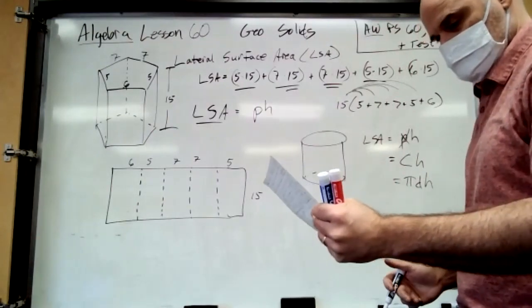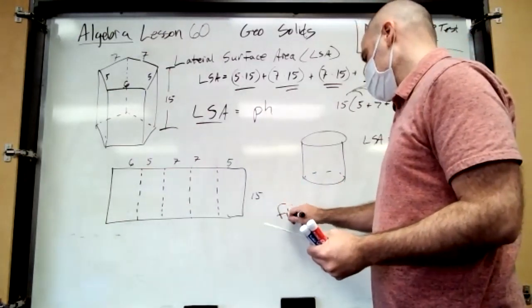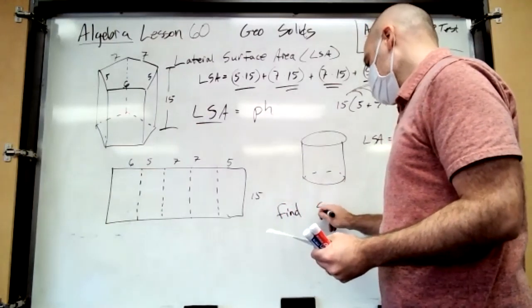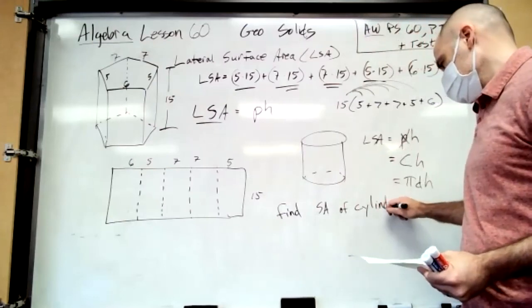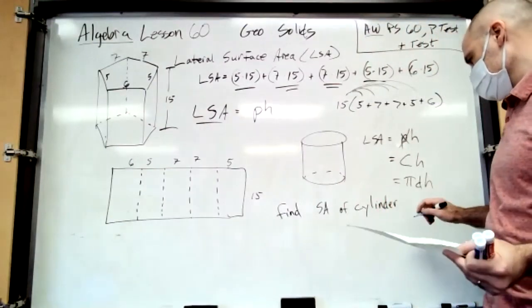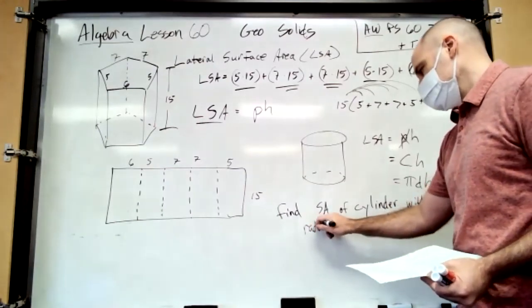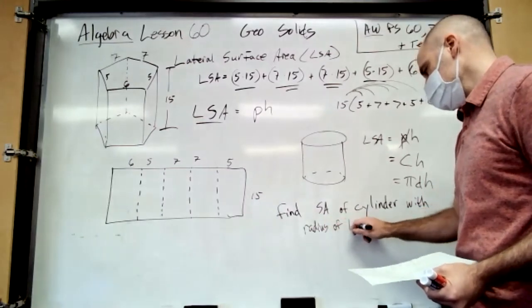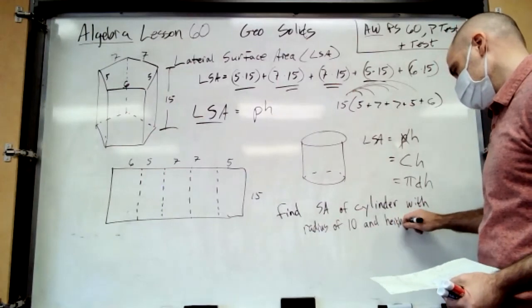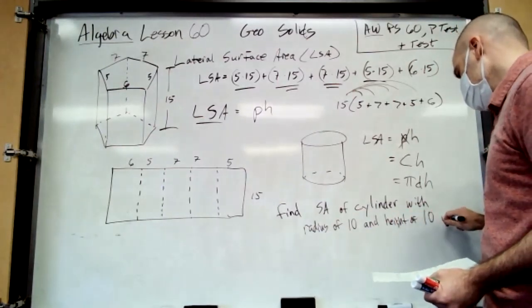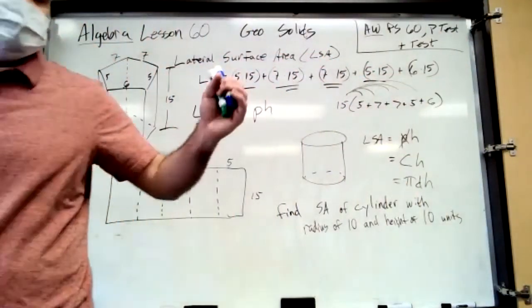Let's see here. So here's a free problem set. Ready? Find the total surface area of a cylinder with radius of 10 and height of 10 units. Okay, so let me try to do it before you. Well, you guys know.